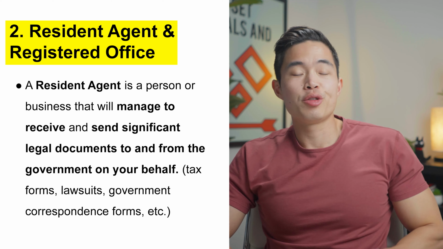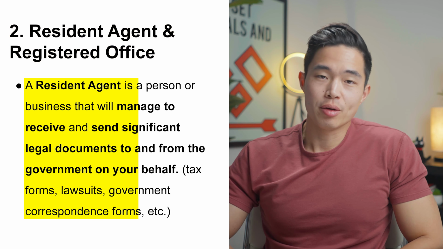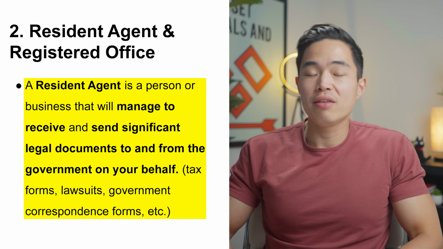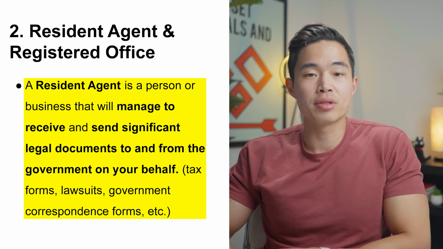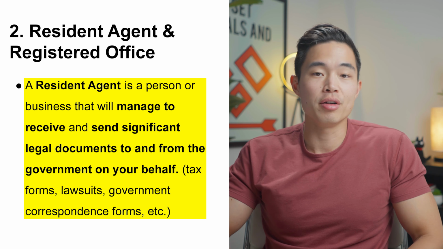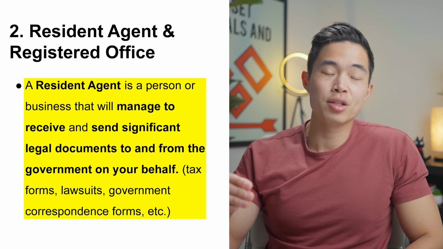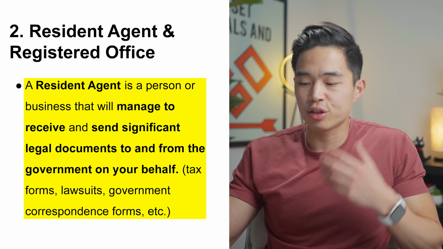So step number 2 is to find a resident agent. A resident agent is a person or a business that is going to help you receive and send significant legal documents to and from the government on your behalf. So in case you get sued or the state needs to contact you, they're going to contact you through your resident agent, also known as your registered agent.